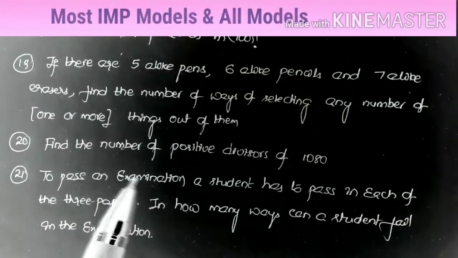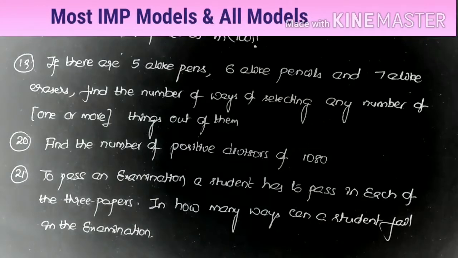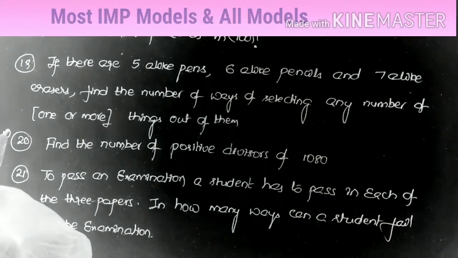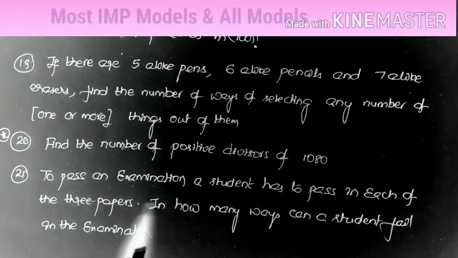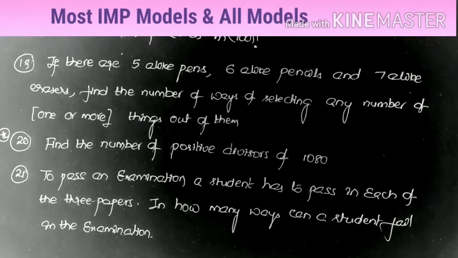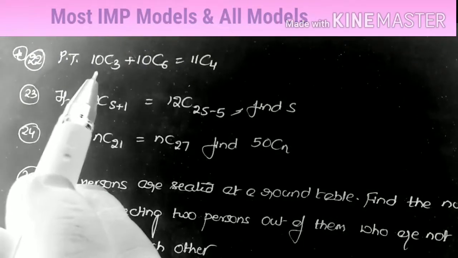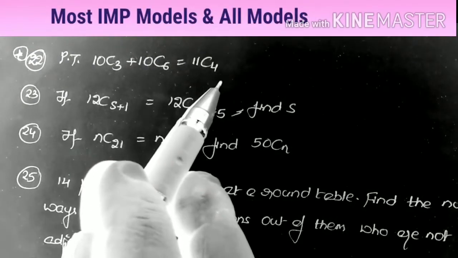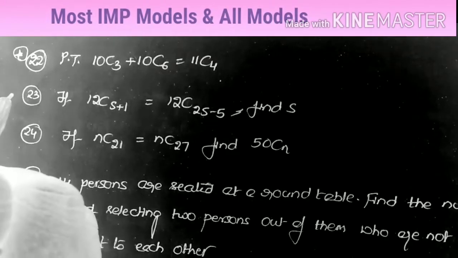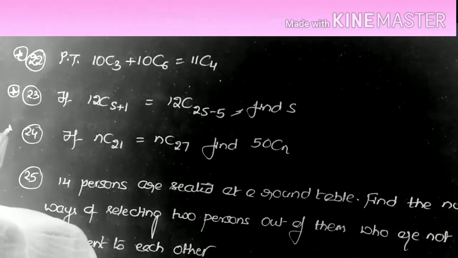And the number of ways, next one, number of positive divisors of 1080, the most important 2 marks. And the next one, in how many ways can a student fail in the examination? And the next one, prove that 10C3 plus 10C6 is equal to 11C4, the most important 2 marks. These are the most important 2 marks.